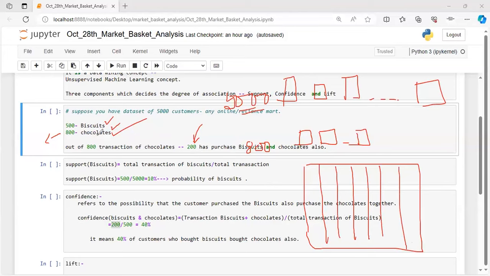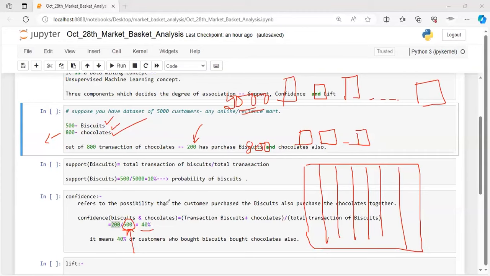Okay. Right. So why are we taking 500 in this place? Because we are finding the association of biscuit when this event has already occurred. Sorry, the association of chocolate, biscuit is only 500. So what is the probability that chocolate will also be there? So 40% out of 500.